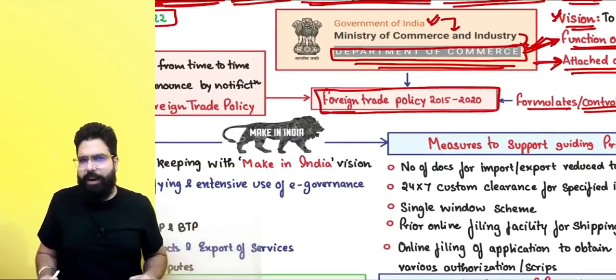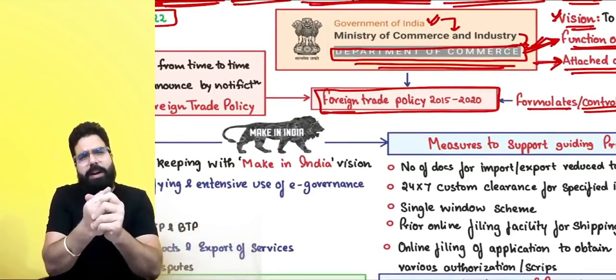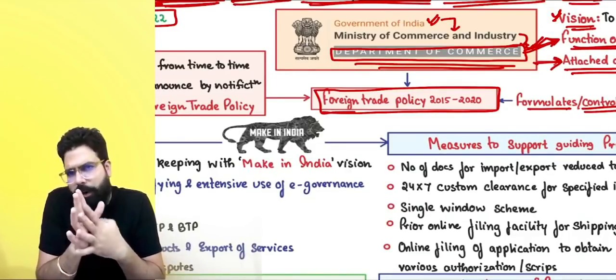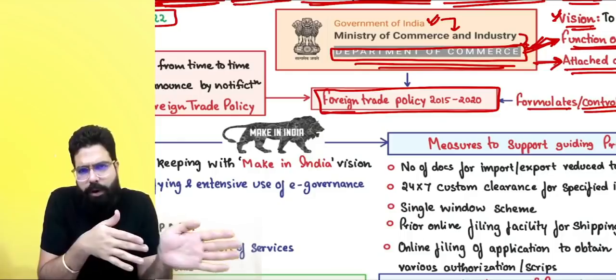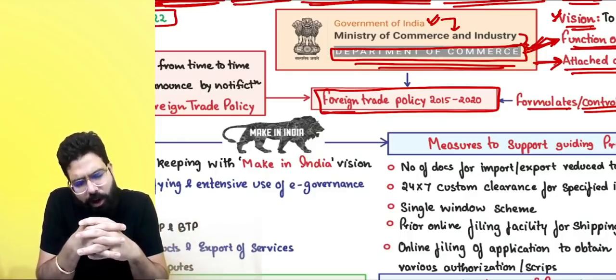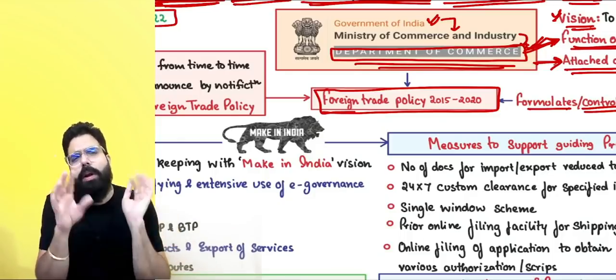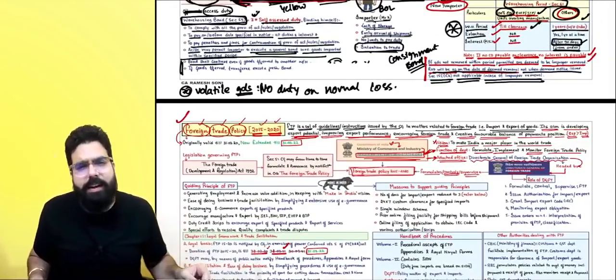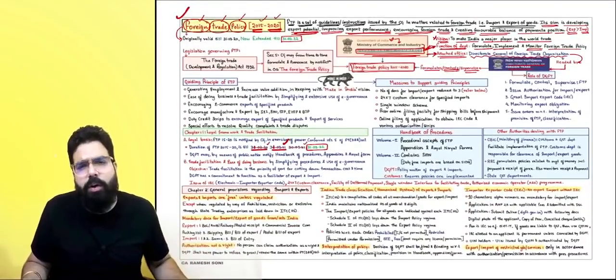Yes, sir, we got it. Everyone over here, till now, what did I tell you? Till now, I told you foreign trade policy 2015-20 is applicable for your May 22 exam. Yes, sir, we got it. Now, foreign trade policy is what, sir? It is just a set of guidelines and instructions which are issued by the central government.